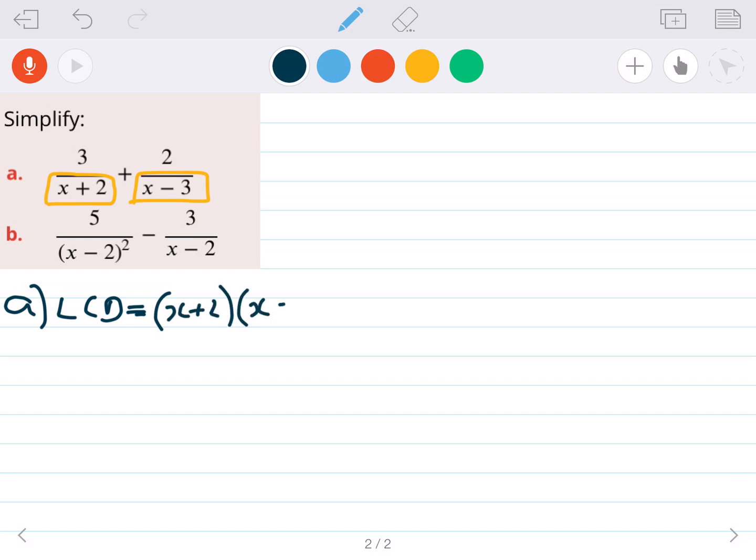So for our first fraction, all we need to do is multiply the top and bottom by x minus 3. That's a really bad 3, sorry. And the second one, we need to multiply it by x plus 2.